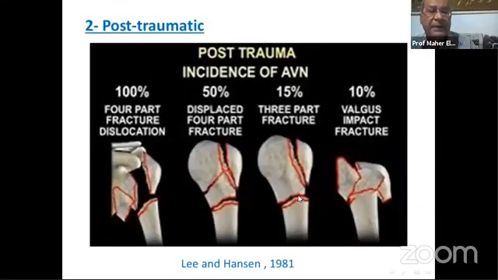About the post-traumatic and the incidence of AVN: it is 100% in 4-part fracture dislocation, 50% in displaced 4-part fracture but without dislocation, 15% in 3-part fracture, and finally 10% in valgus impacted fracture.